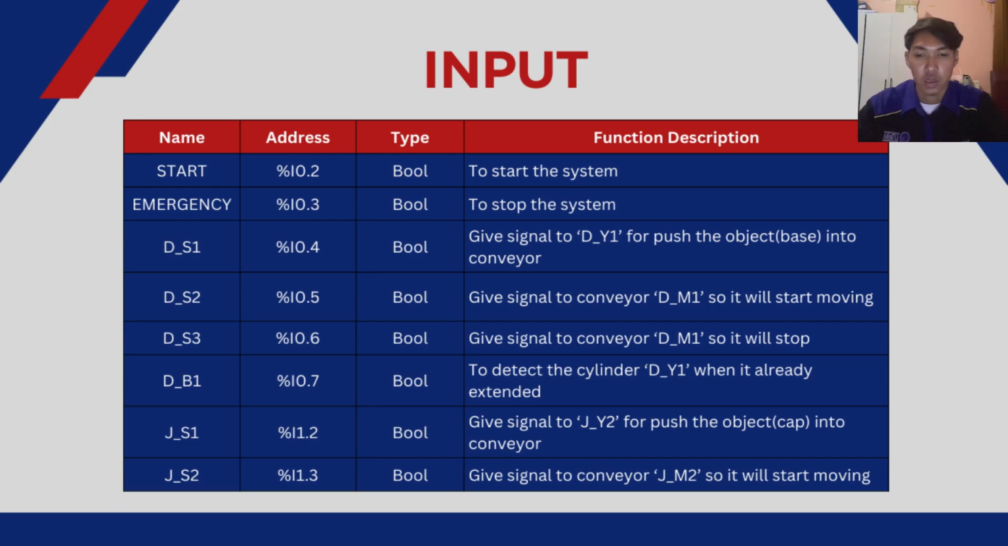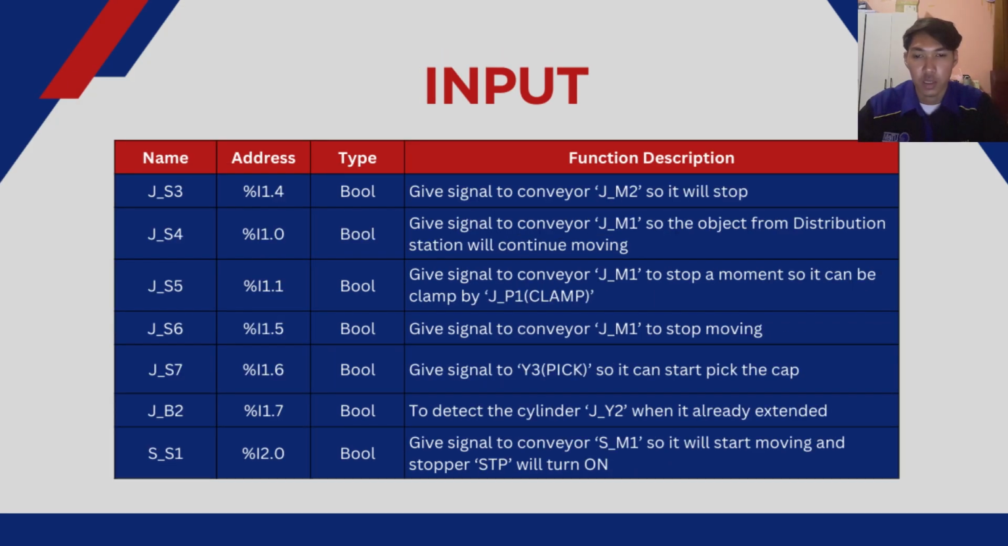For the jamming sensor 1, we are using I1.2, and the function gives a signal to Y2 to push the object onto the conveyor. For the S2, we are using I1.3, which gives a signal to conveyor M2, so it will start moving. For the next input, J sensor 3. J sensor 3 gives a signal to conveyor M2, so it will stop.